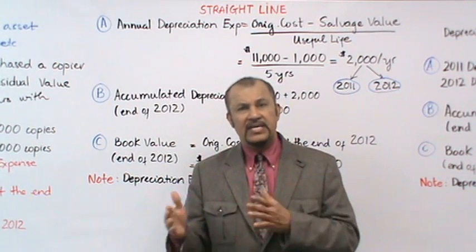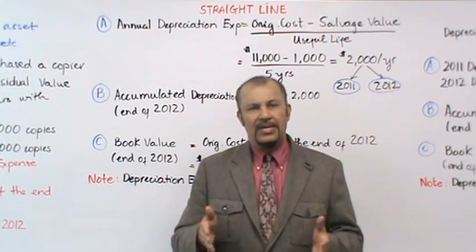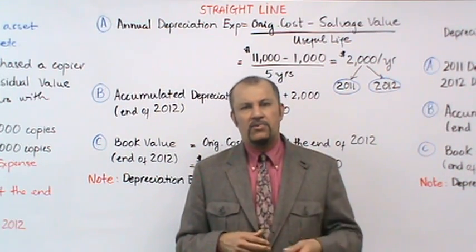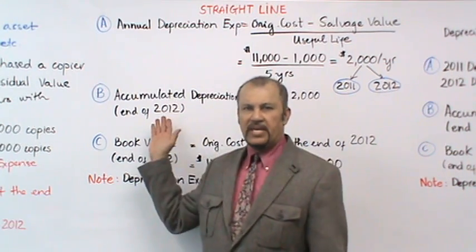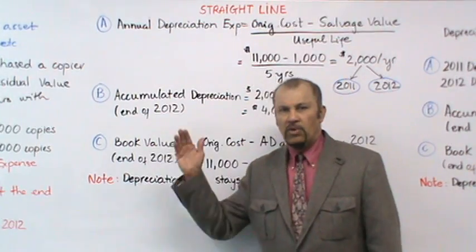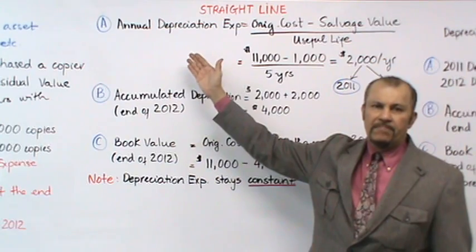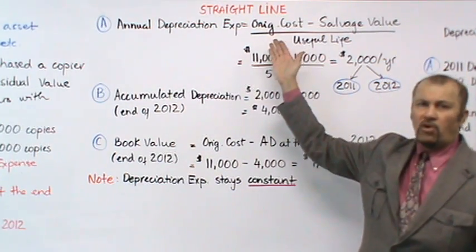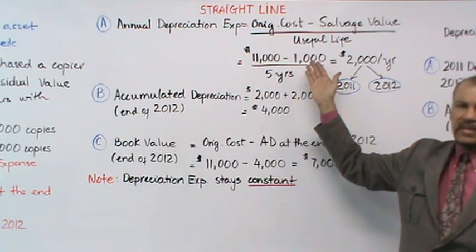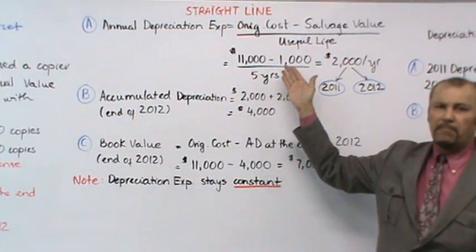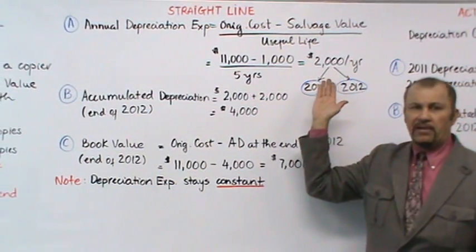So the way we can calculate the depreciation expense varies depending on which method we use. In this unit, we will talk about two different methods of calculating depreciation expense. The first one, again, is the straight line method. So under the straight line method, the formula to calculate your annual depreciation expense will be your original cost minus your salvage value divided by your useful life.